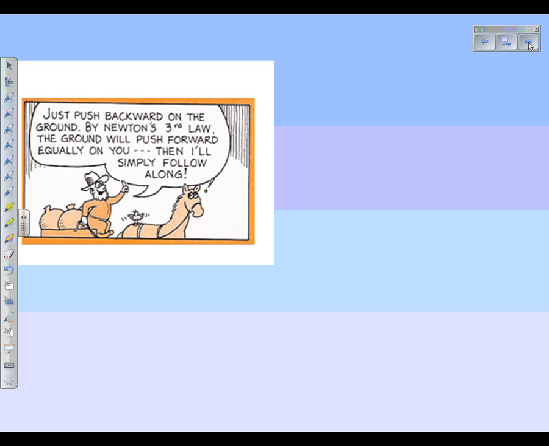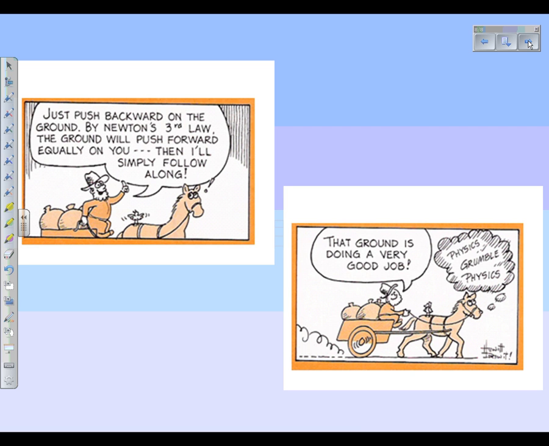To end this off, the farmer taunts the horse a little bit and says, "Hey, just push backward on the ground, and by Newton's third law, the ground will push equally on you. Then I will just simply follow along." The farmer then taunts him and says, "Hey, this ground is doing a great job because really it's the ground that's pushing forward, right?" And then the horse replies with "Physics, grumble, physics," which I'm sure many of you have experienced sometime over the past month or so.